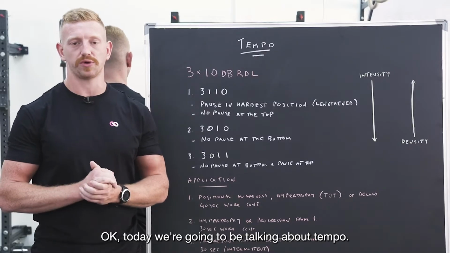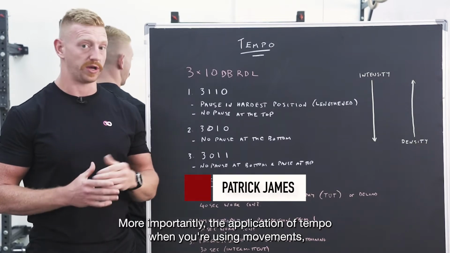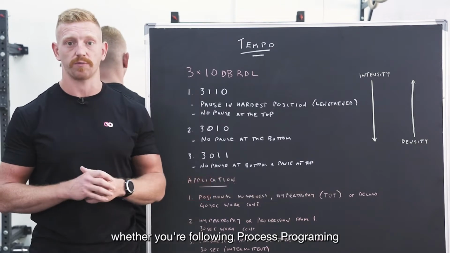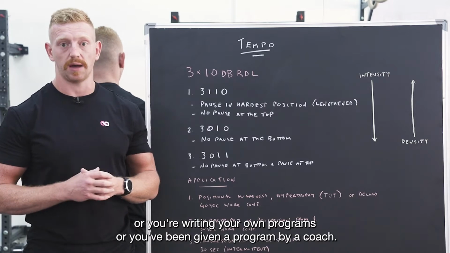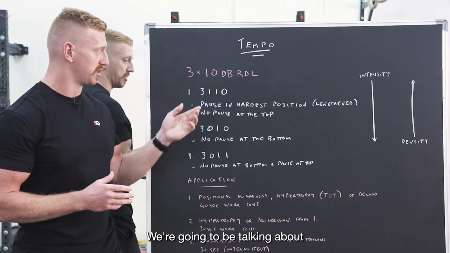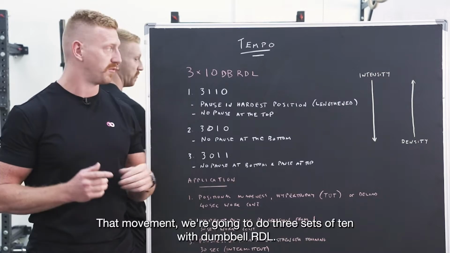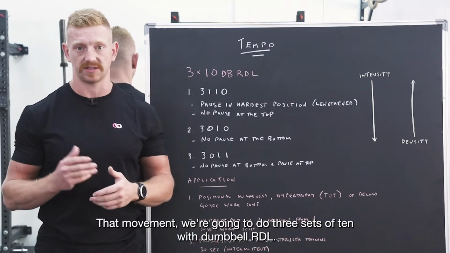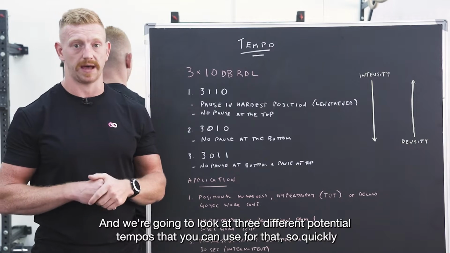Okay, today we're going to be talking about tempo, more importantly, the application of tempo when you're using movements, whether you're following process programming or you're writing your own programs or you've been given a program by a coach. We're going to be talking about 3 different types of tempo today, specifically within one movement. That movement, we're going to do 3 sets of 10 of a dumbbell RDL, and we're going to look at 3 different potential tempos that you can use for that.